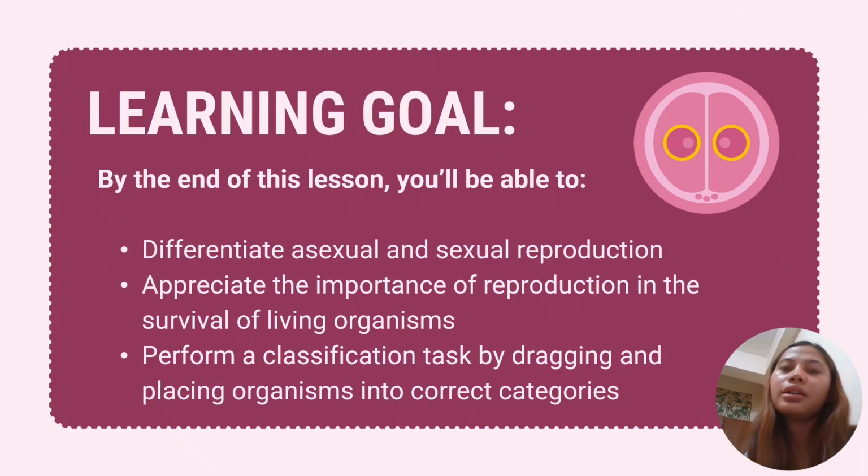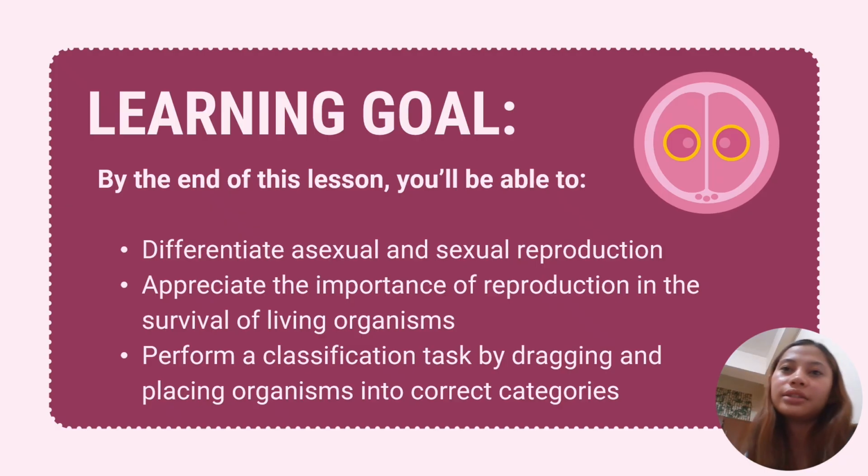Before we continue, let's have our learning goals. By the end of this lesson, you will be able to differentiate asexual and sexual reproduction, appreciate the importance of reproduction in the survival of living organisms, and perform a classification task by dragging and placing organisms into correct categories.